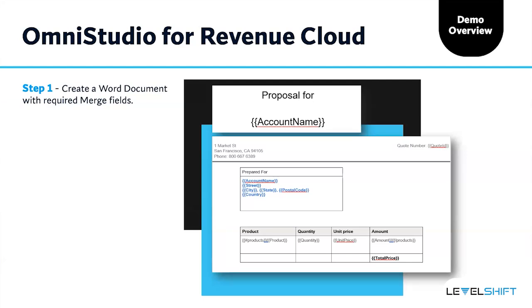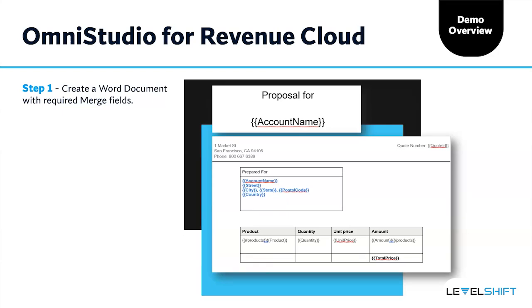So step 1 is creating a Word document with required merge fields. Now here you will see that I have a Word template created, and the few fields that I am going to use from the quote object onto this quote PDF. So account name, the way you denote this merge field is you give a name, account name, and then that should be between the curly brackets. I have a quote number also coming in, the billing address that comes from the account on that quote, as well as there is a list of products.